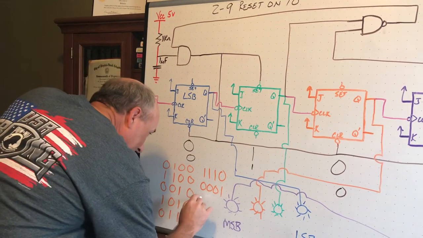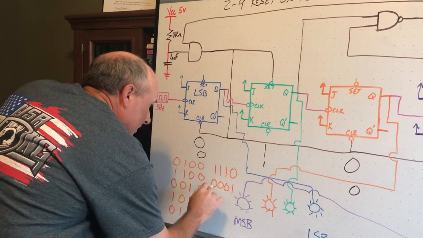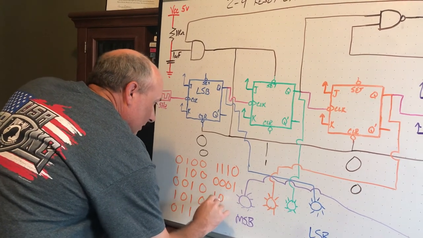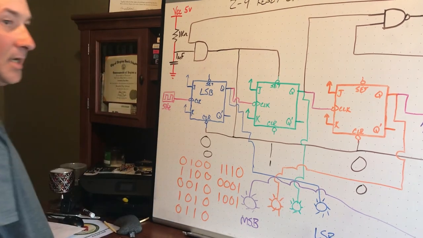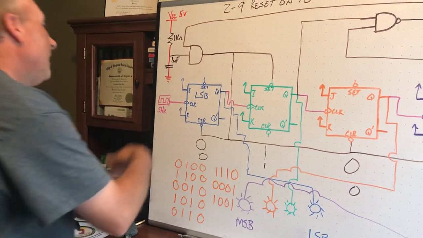I'm going to clock again. 0 to 1. This one's going to stay the same. 0 to 0. This one's going to stay the same. 0 to 0. This one's going to stay the same. I'm at 9.